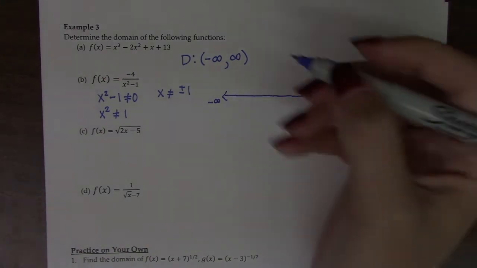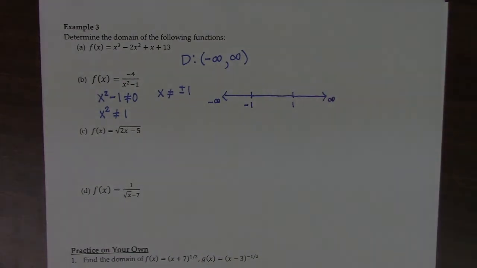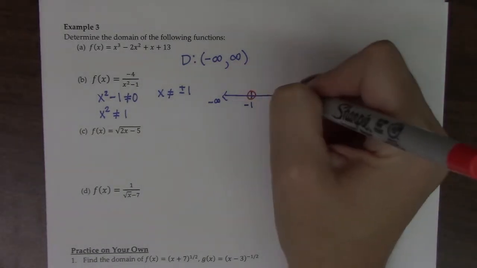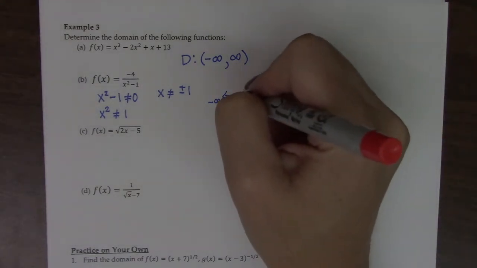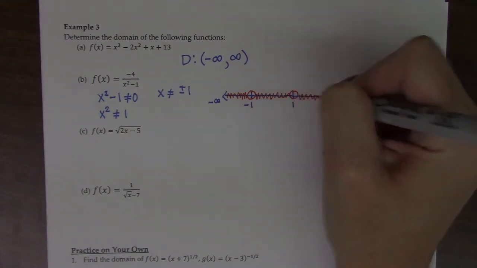These are all the values of x. Here's -1, and here's 1. So what this expression is saying is throw out 1 and -1. And so we usually use open circles. And then we assume that all other values of x are okay.